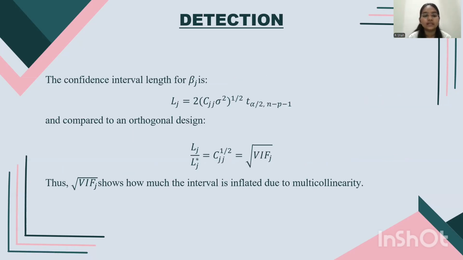The confidence interval length of beta j is Lj equal to 2 sigma Cjj to the power one half times t alpha by 2, n minus p minus 1. This is a tabulated value of t. Compared to an orthogonal design, Lj upon Lj star is equal to Cjj to the power half, which is equal to root VIFj. Thus, VIFj shows how much the interval is inflated due to multicollinearity.